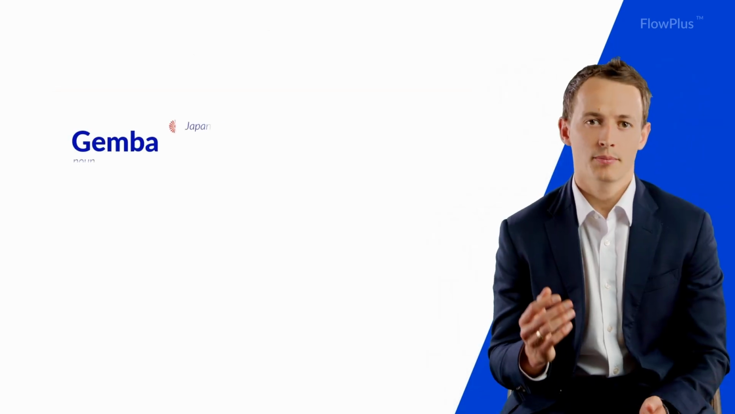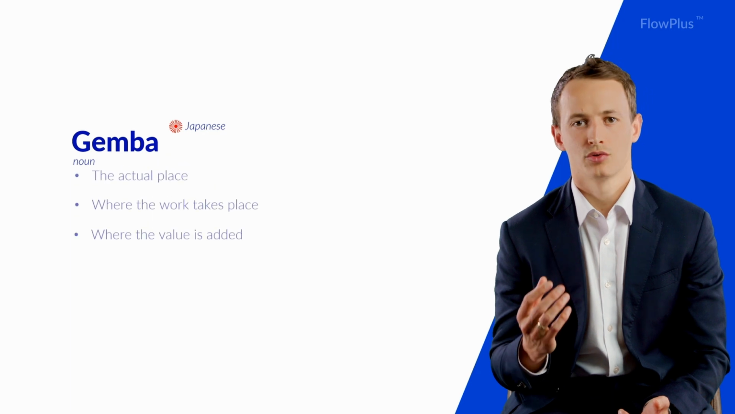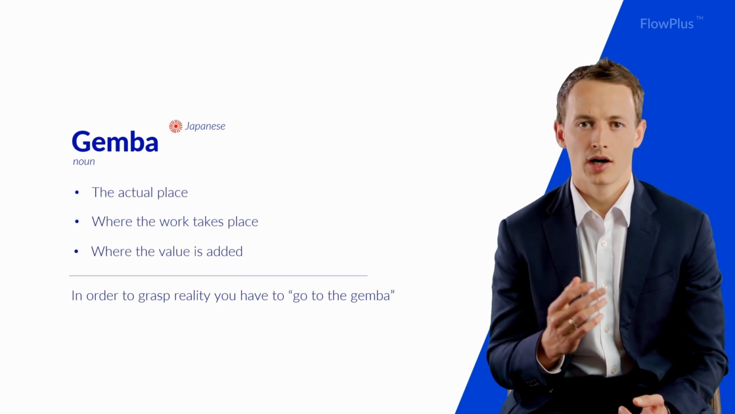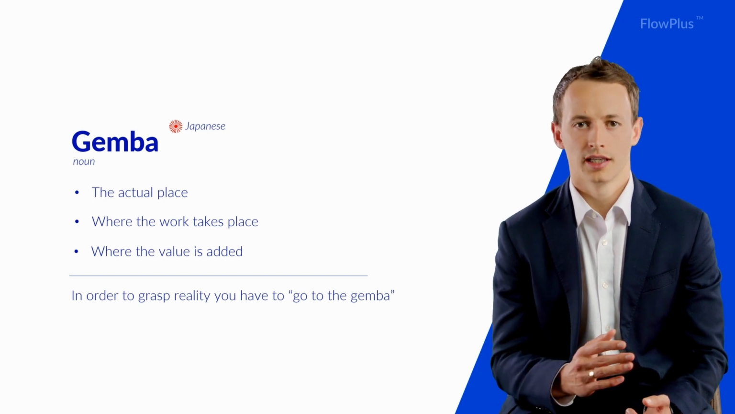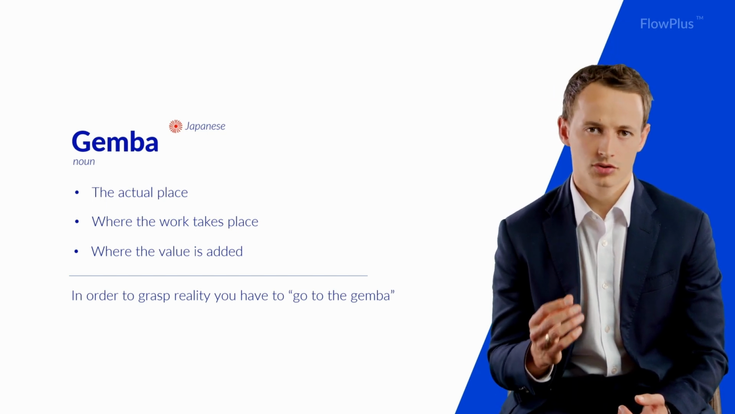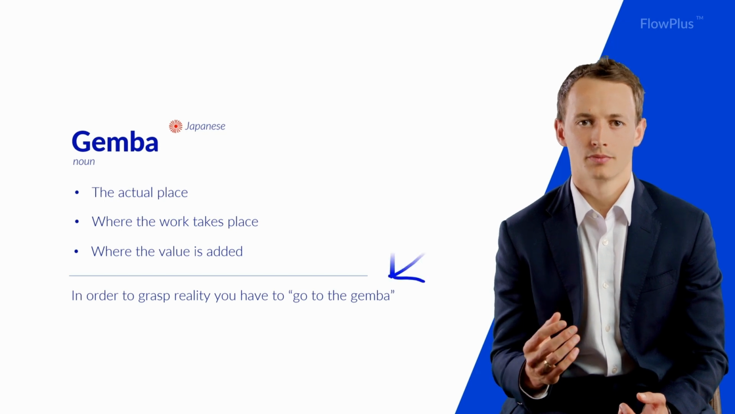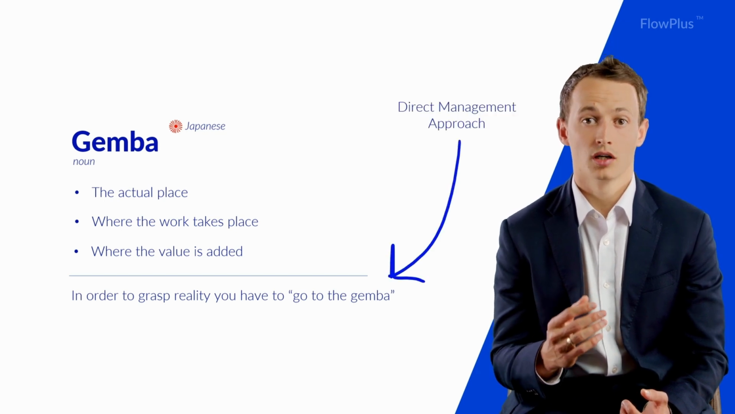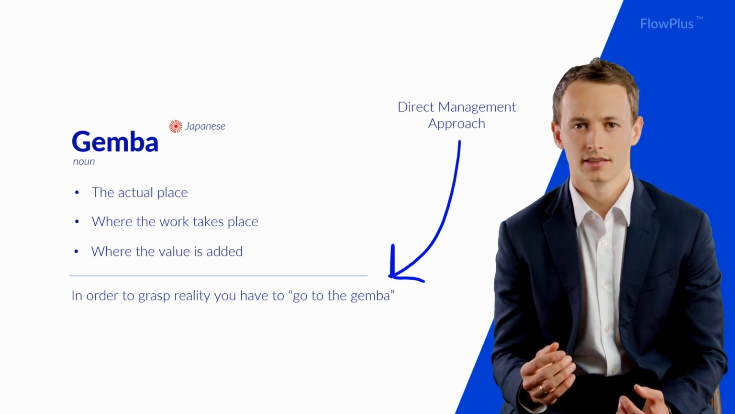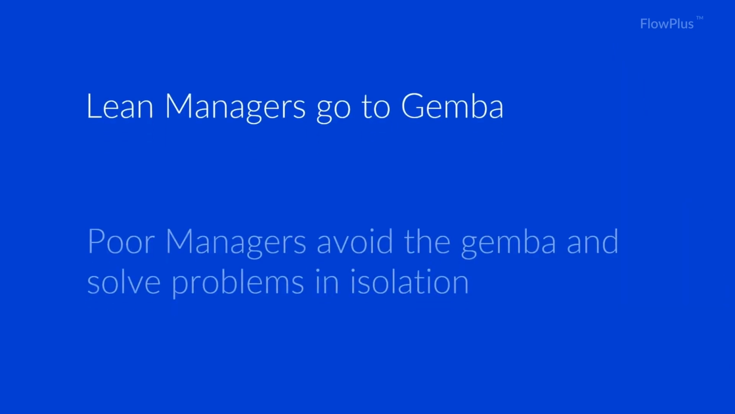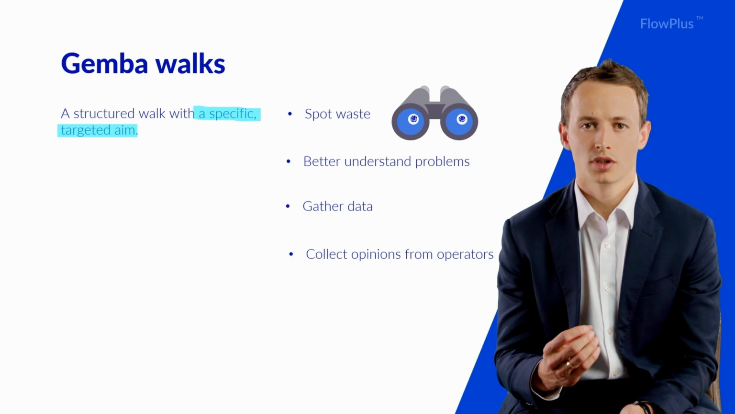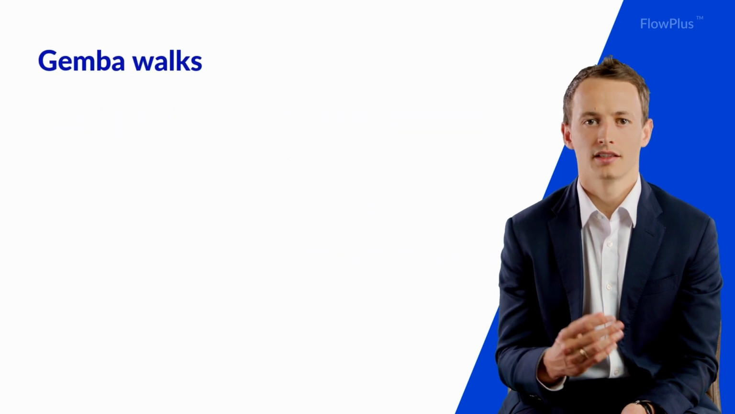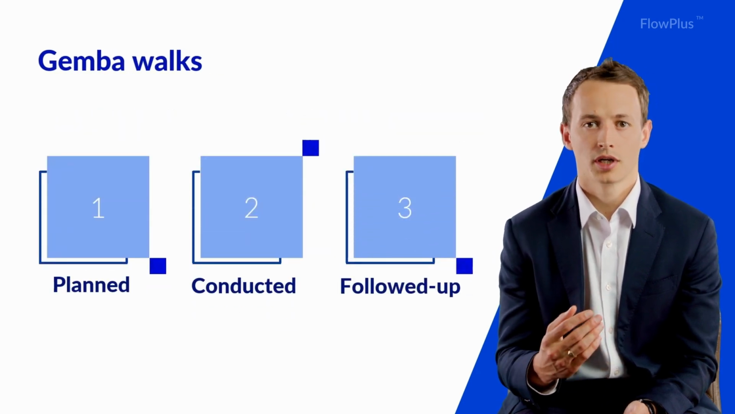Gemba is a Japanese word that means the actual place. If you're unsure about how a process works, or perhaps want to know more about a problem, go to the Gemba. The act of going to Gemba is extremely valuable and a direct management approach. Gemba is the place where the work takes place and the value is added. A good lean manager will go to Gemba, and a poor manager will try and solve problems in their offices away from the action. A Gemba walk needs to be firstly planned, then conducted, and also followed up after.